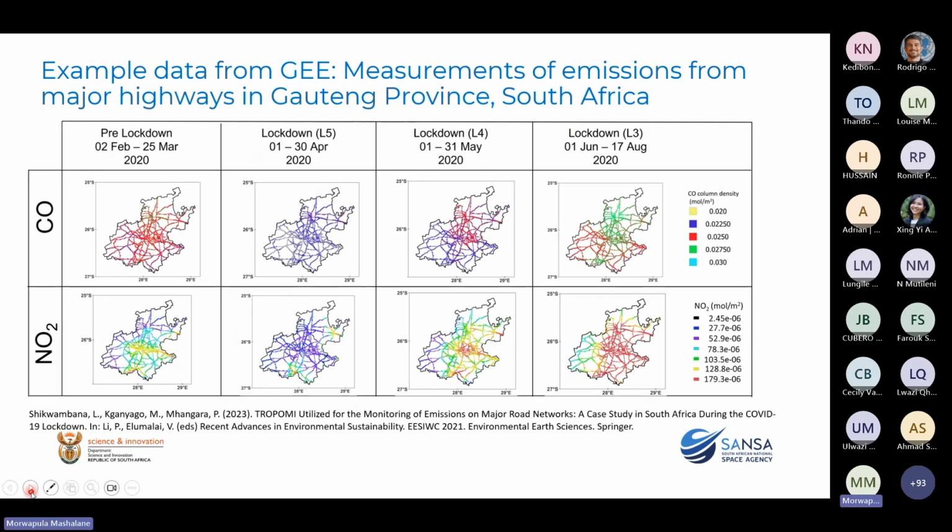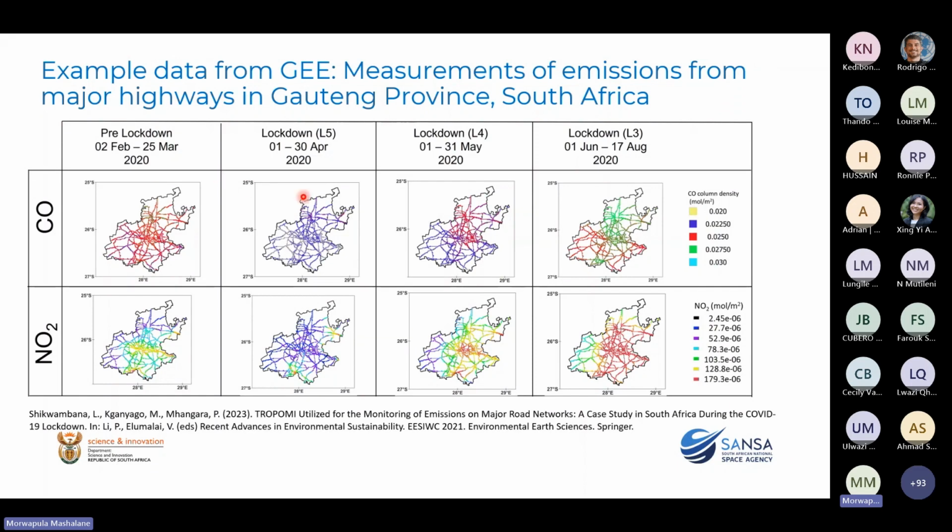We also looked at emissions from vehicles on the major highways within Gauteng province in South Africa. We looked at two gases: nitrogen dioxide, which is primarily from petrol engines, and carbon monoxide, which is from diesel engines. We used lockdown as a good study period because there was a time when nothing was moving. So before the lockdown in 2020, we see the red, which shows moderate carbon monoxide from these vehicles on the major routes.